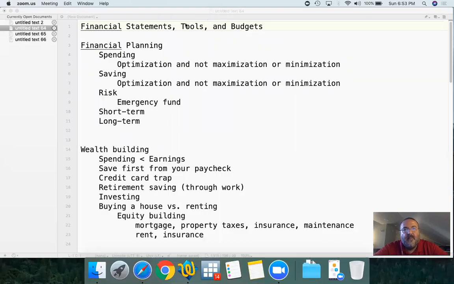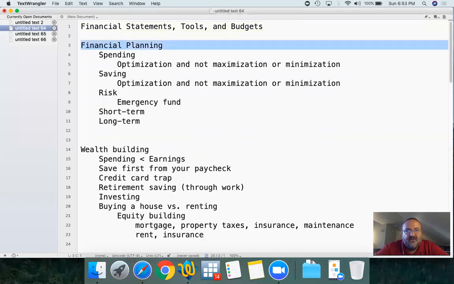So, our first discussion this week is about financial statements, tools, and budgets. With respect to financial planning, your textbook talks about spending, saving, and risk, but I like to actually extend that into short term and long term financial planning as well.